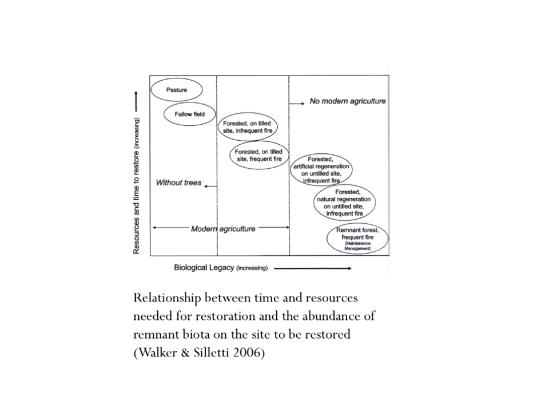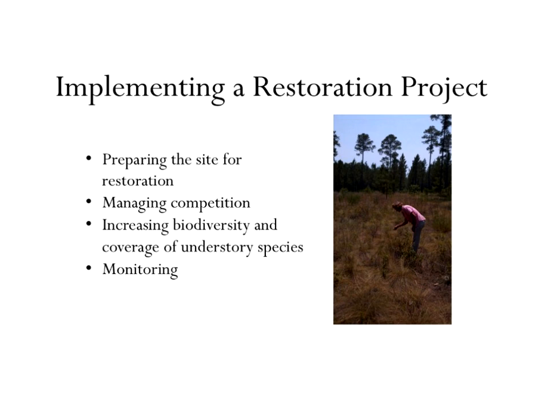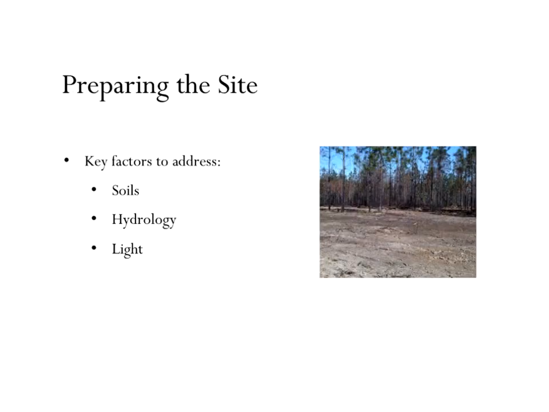This is just a slide showing the relationship between time and resources needed for restoration and the abundance of remnant biota on the site to be restored. And it really just shows you what your original site is like, how long it's going to take, basically that relationship between how long it's going to take to restore and what you're starting with. So implementing the restoration project: preparing the site for restoration, managing competition, increasing biodiversity, and monitoring.